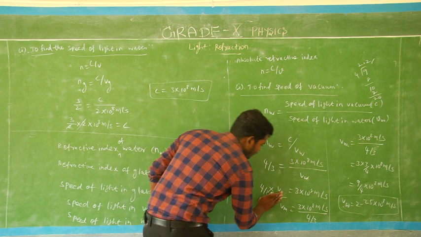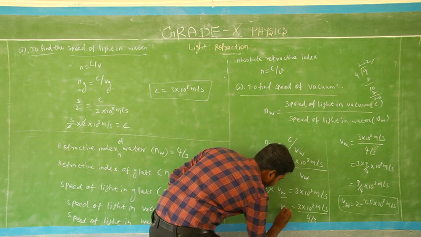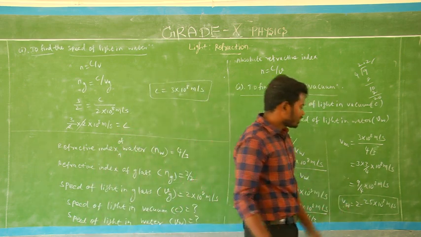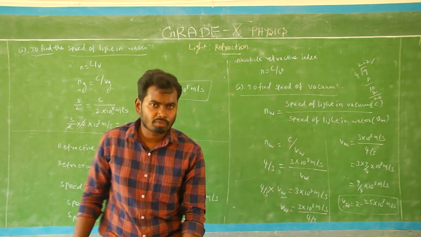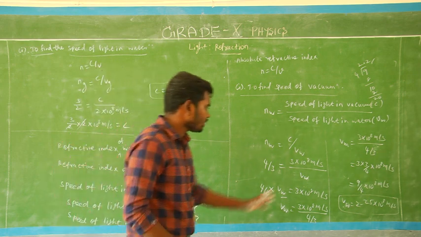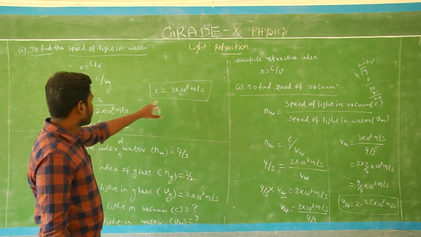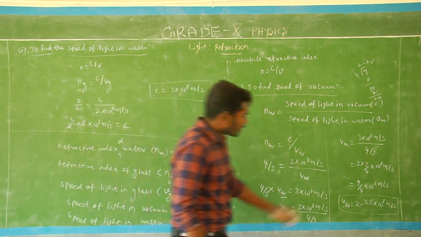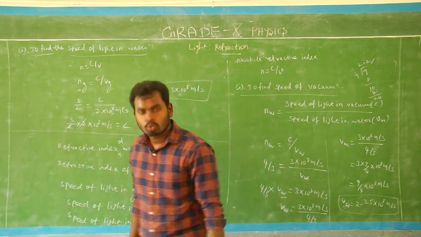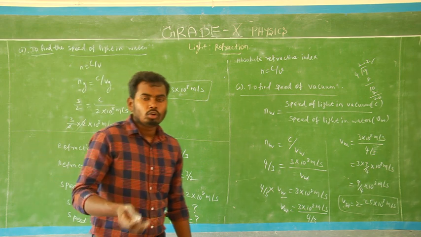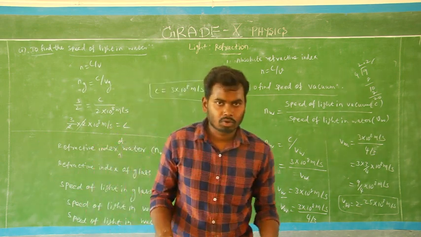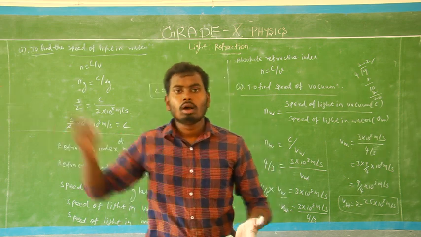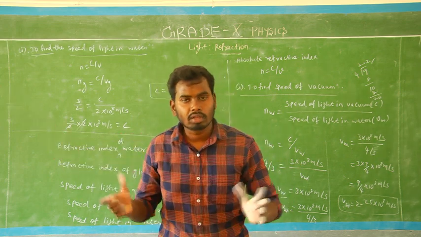So what is that? Speed of light in water is equal to 2.25 into 10 to the power of 8 meter per second. So we can use a very simple formula. First, in this case, the speed of light of 10 to the power of 8 meter per second is calculated. So here the speed of light in water is 2.25 into 10 to the power of 8 meter per second. It's very easy. See, absolute numericals are very easy compared to relative refractive index. All are very easy.